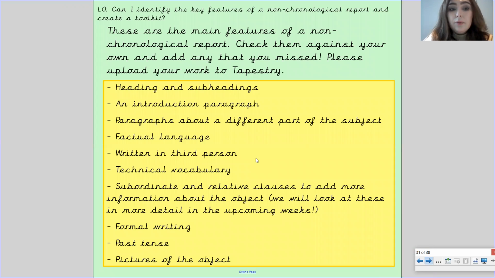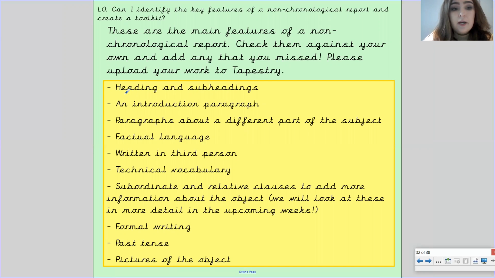Okay, let's go through our main features. Now, what I want you to do is, if you have another colored pencil or pen, then please can you use that to add in any of the features that you missed. If you do not have another colored pencil or pen, don't worry, please just add in the ones that you have not got. So let's go through them, and I'll show you where you can find them in our text map.